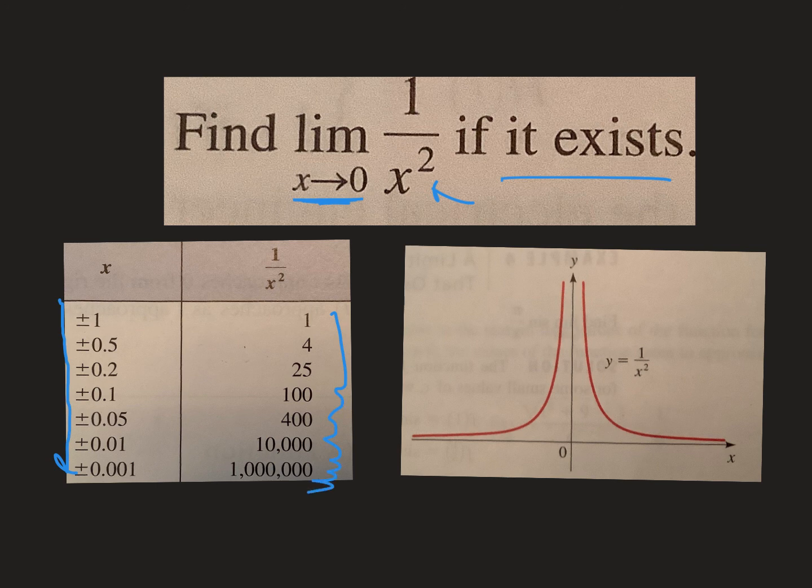Look what's happened on the graph. If I'm approaching from the left side, the graph's going up, up, up forever. From the right side, it's going up, up, up forever. So it's approaching infinity. It's not that infinity is a number; they're approaching not a true single value. So it's approaching positive infinity.